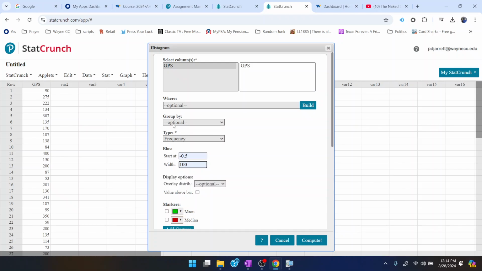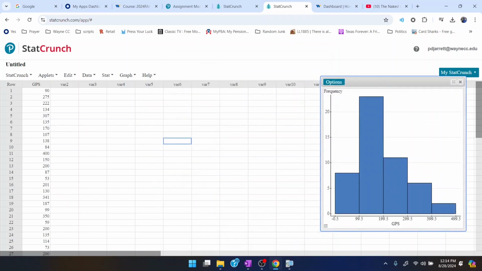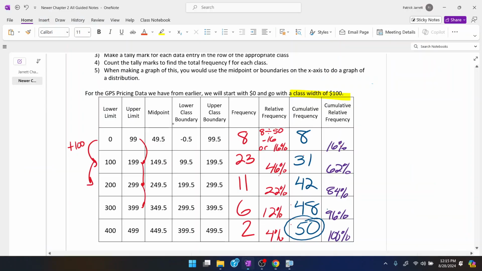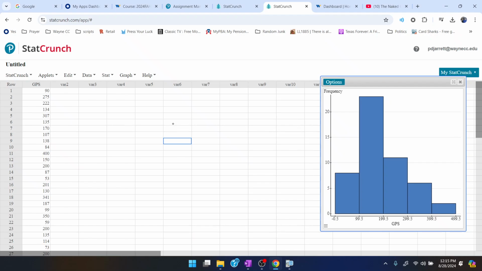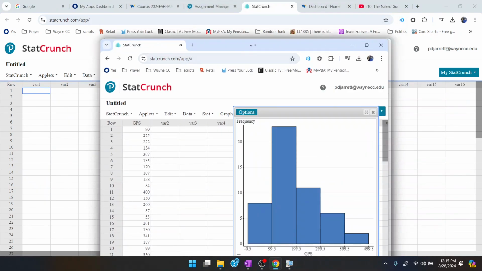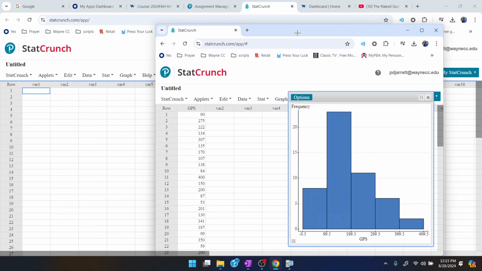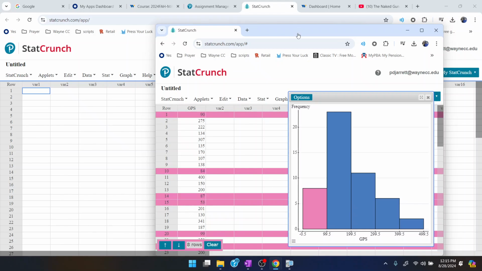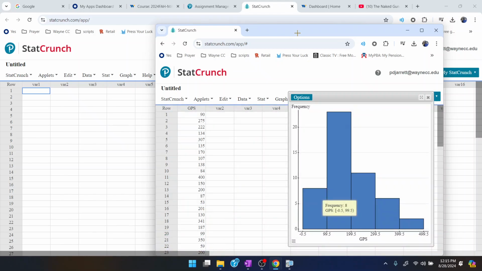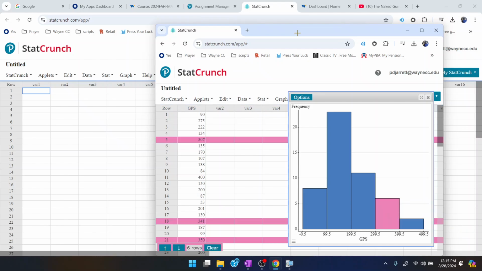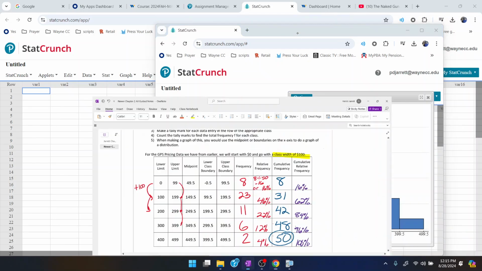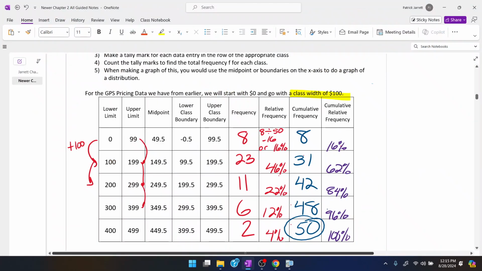Now, we go to compute. If we look, and what I really should do is make this a little smaller here, because you can hover over and get counts. The counts were 8, 23, 11, 6 and 2. And they match up.